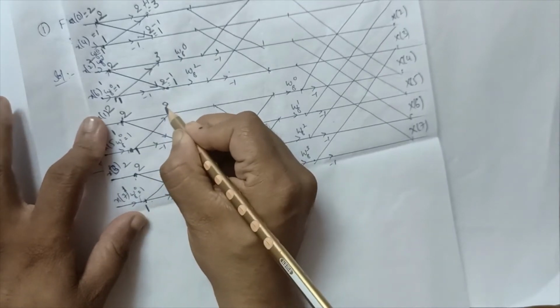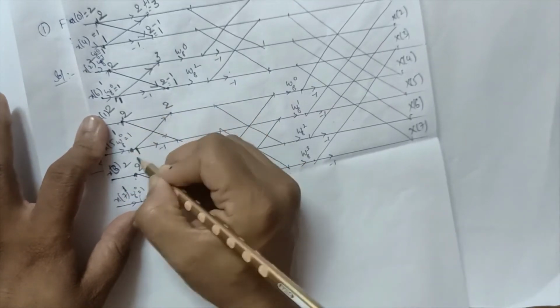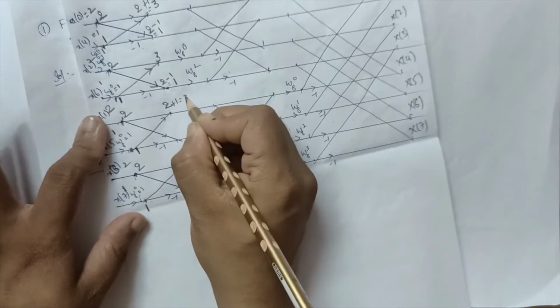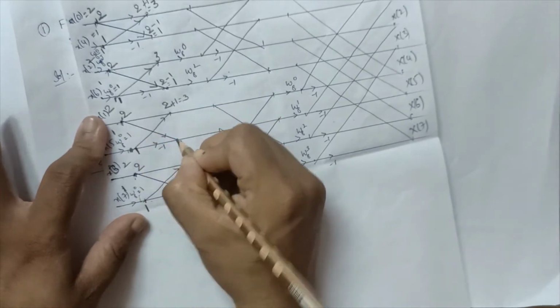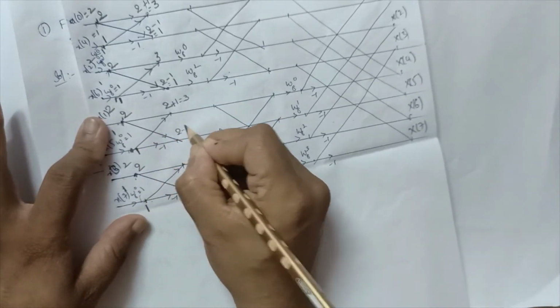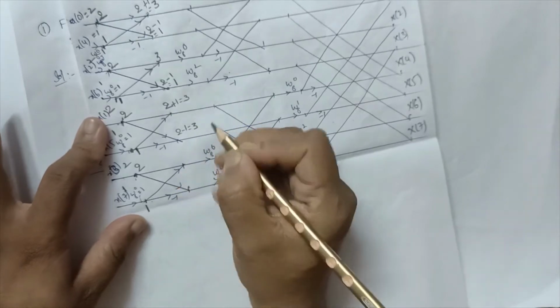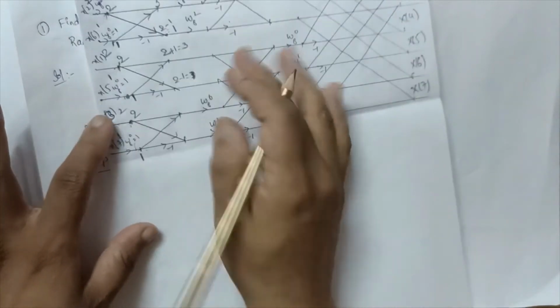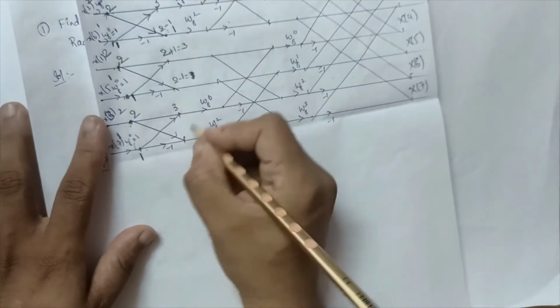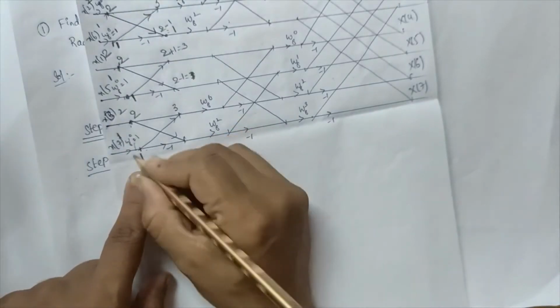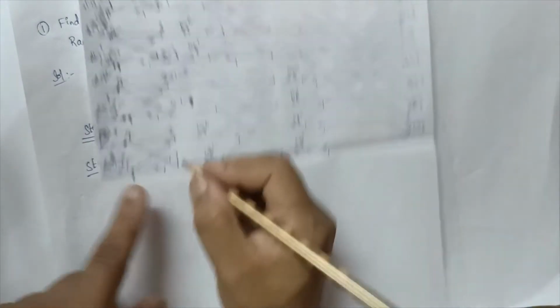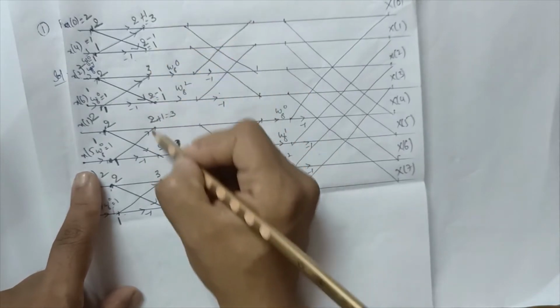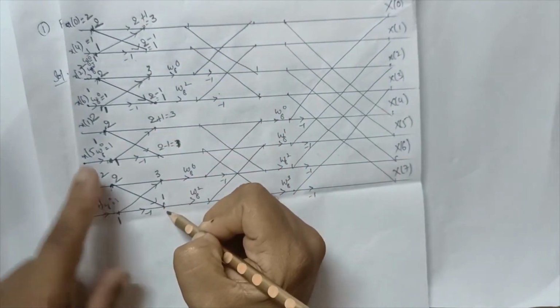Next 2 again. Here 2 is going here, 2 plus 1, this is 3 and this is 2. 1 into minus 1, 2 minus 1 is equal to 1. Here also 2 plus 1, 3. Here 2 minus 1, 1. So these are the post values of stage 1.